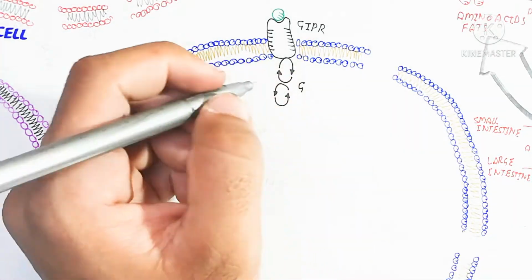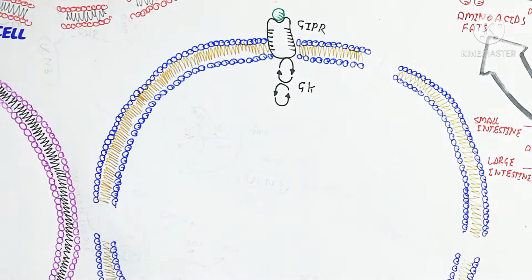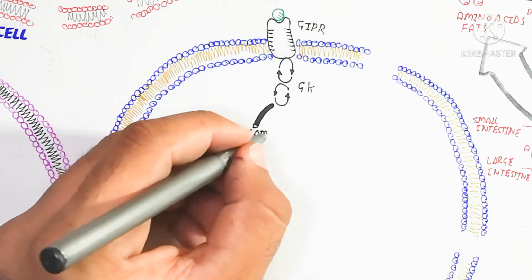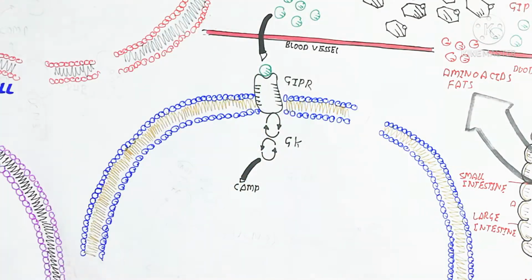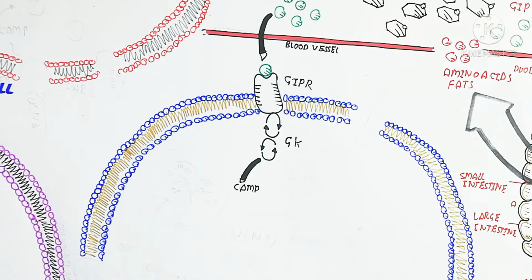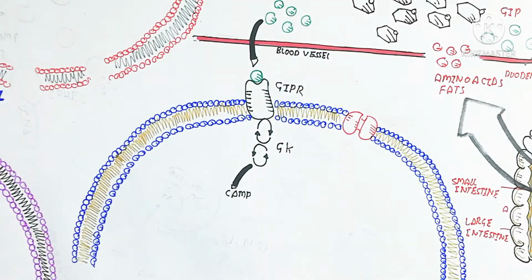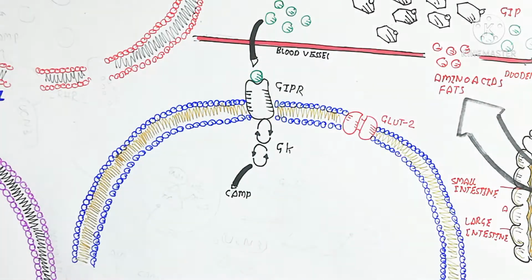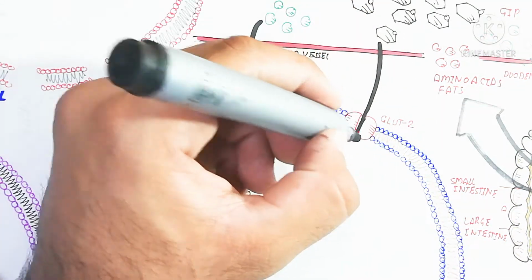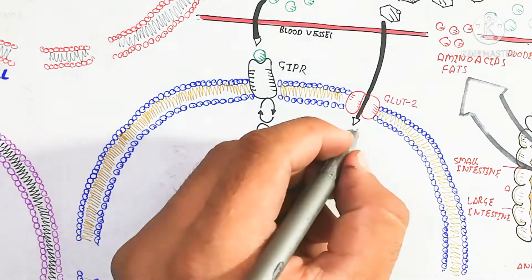So here let's talk about the insulin-producing beta cell. The insulin-producing beta cell is here, and it contains a GIPR receptor, the same as the glucagon-releasing cell. So this GIP binds with the receptor to produce a cascade of different events to produce cyclic AMP, the second messenger.